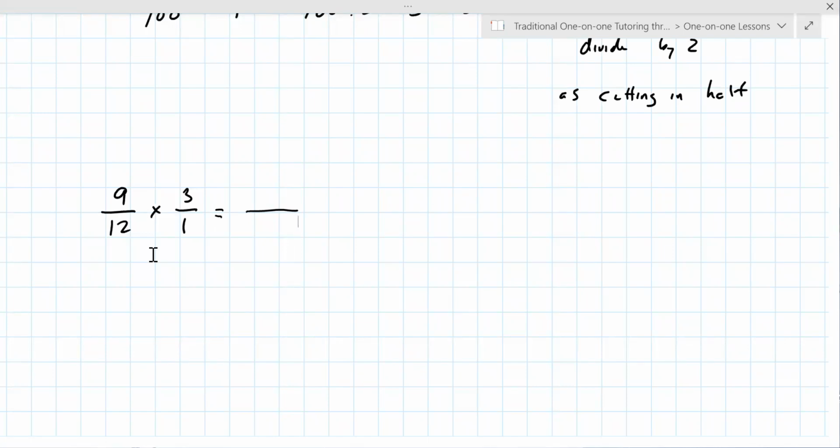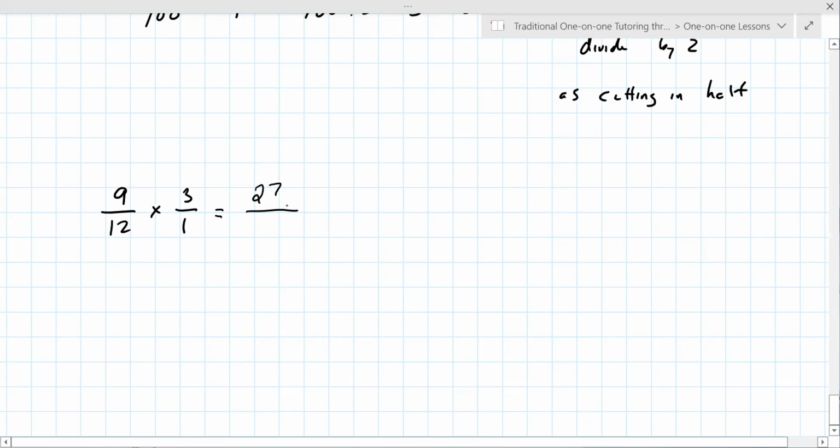I got an answer. Okay, what did you get on the top? I got 27. And on the bottom? 12. Okay. Is this your final answer? Yeah. Can you find a number that goes into both 27 and 12?